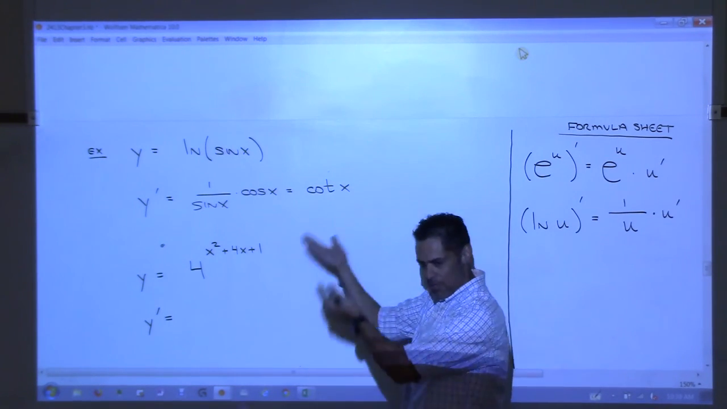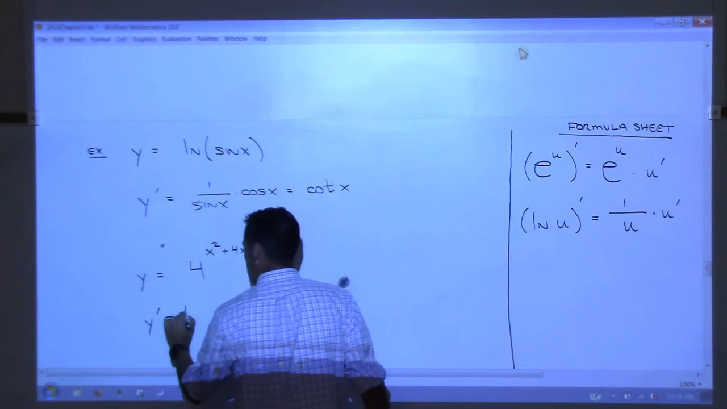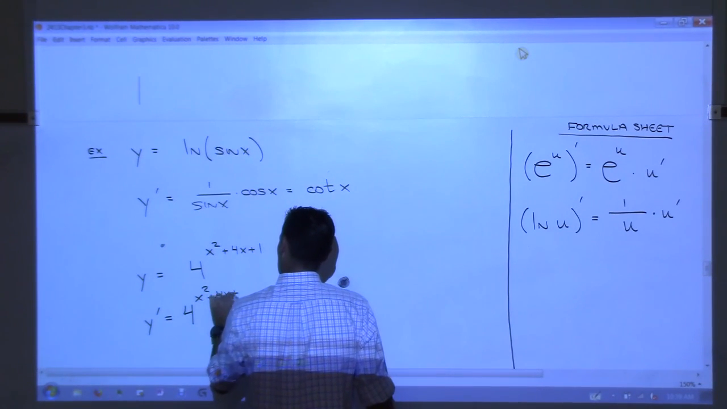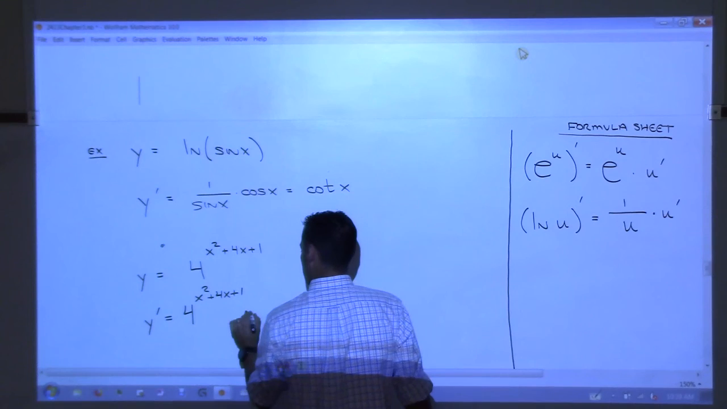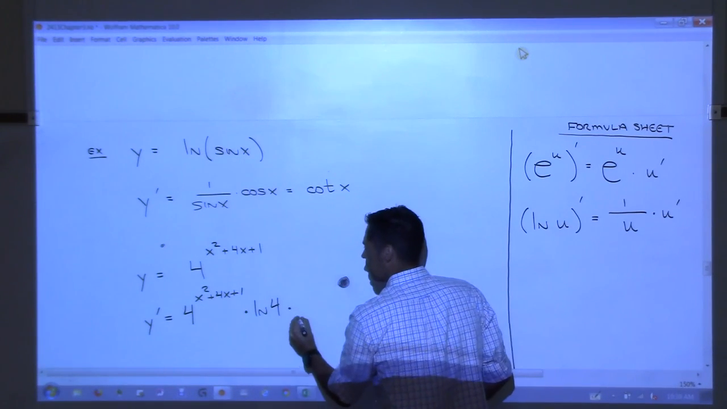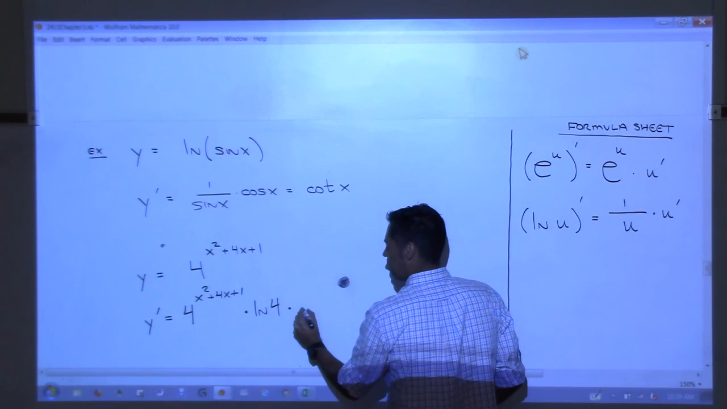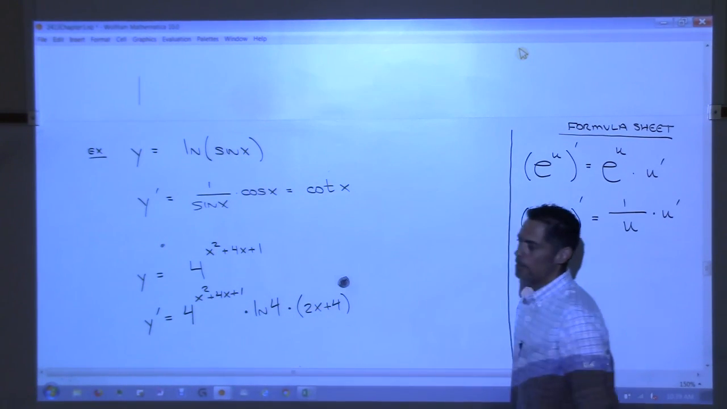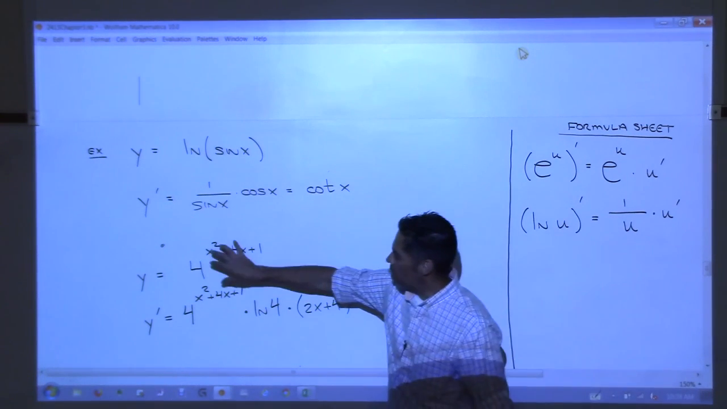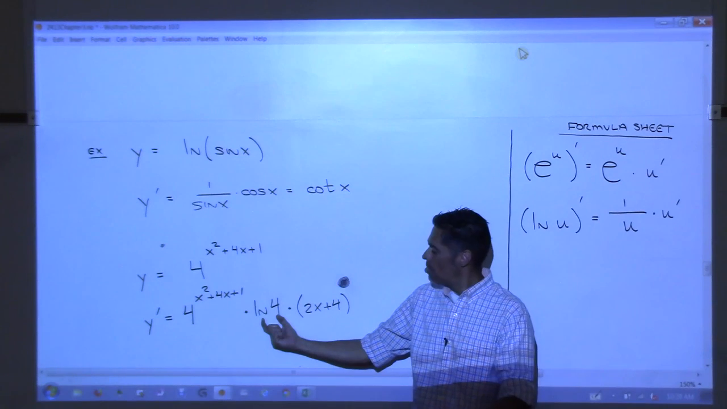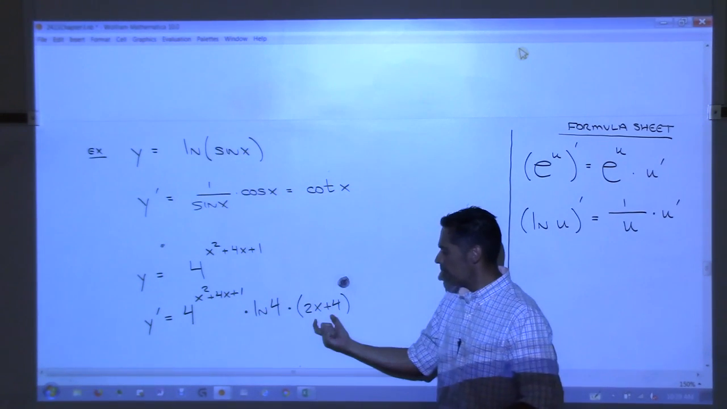Okay, how about this one? It's 4 to all that junk, right? We're going to say 4 to all this stuff. Then you say times natural log of 4, then times the derivative of all that stuff up there, 2x plus 4. So it's like you make a carbon copy of it, but then you have to tack in that natural log 4, and then you have to take the derivative of what's up here, which goes here.